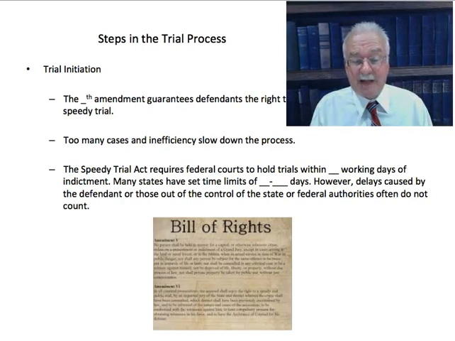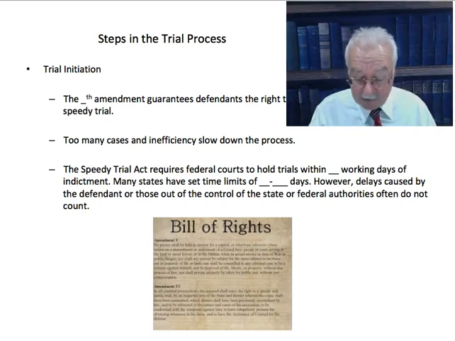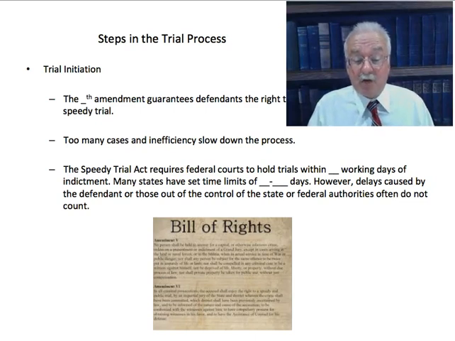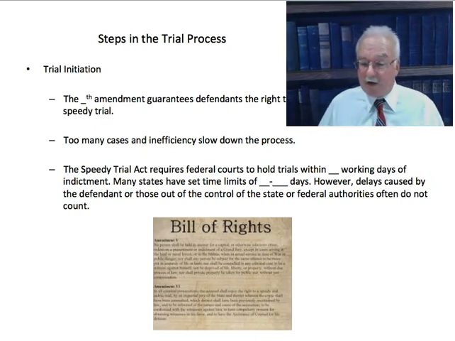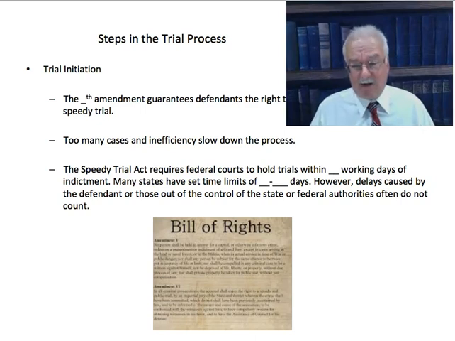Now, let's talk about steps in the trial process. Trial initiation. The Sixth Amendment guarantees defendants the right to a speedy trial. Too many cases and inefficiency will slow down that process. Now, the Speedy Trial Act requires federal courts to hold trials within 70 working days of an indictment. Many states have also set time limits, usually 90 to 120 days. However, delays caused by the defendant or those out of the control of the state or federal authorities often do not count against this time limit.